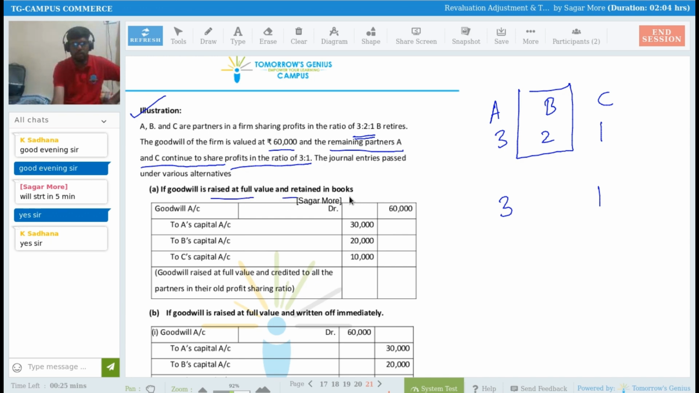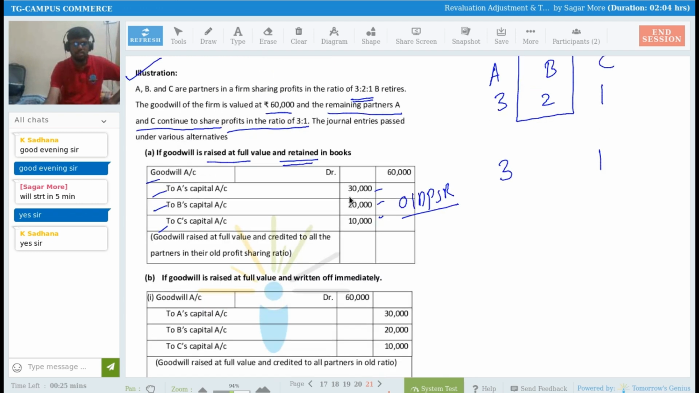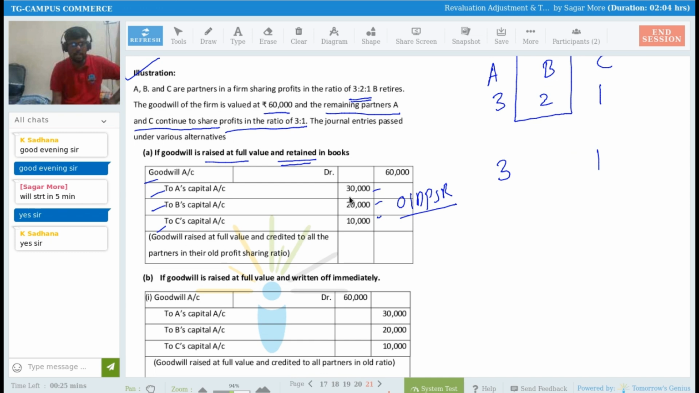If goodwill is raised at full value and written in the books, whenever we have to raise goodwill, what do we have to do? We have to debit goodwill account, right? Goodwill account debit to A, B, C's capital account. This 60,000 rupees we have to distribute in their old profit sharing ratio. Done? Any doubt in this? Goodwill raised at full value and written in the books.